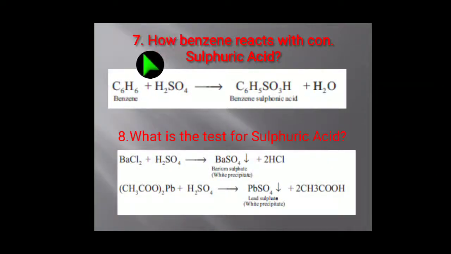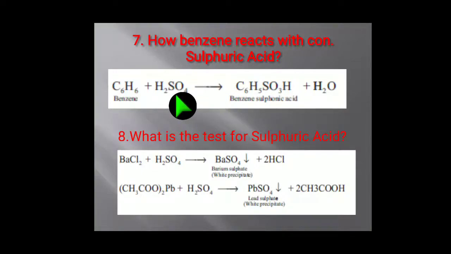Question number 7. How does benzene react with concentrated sulfuric acid? So benzene is an organic compound. The formula we know is C6H6. Benzene reacts with the sulfuric acid. One of the hydrogens in benzene is replaced by sulfuric acid. In sulfuric acid, OH minus takes the H, it gives water, and sulfonic acid will form. Benzene sulfonic acid.